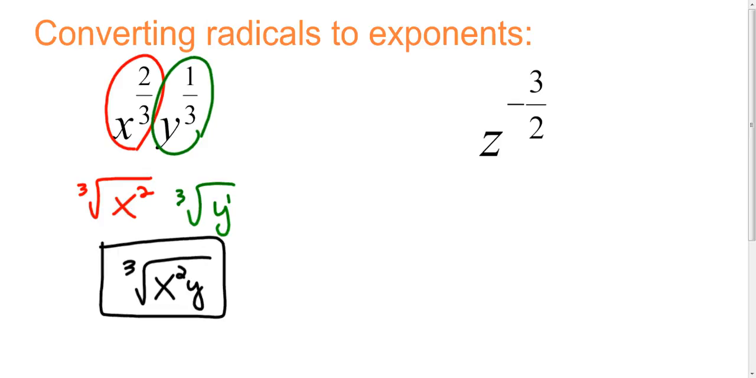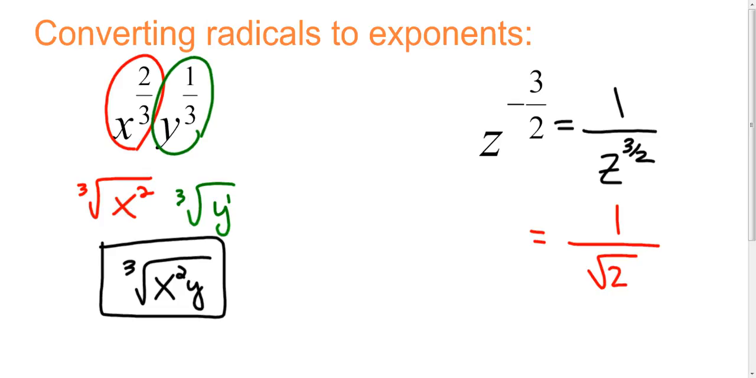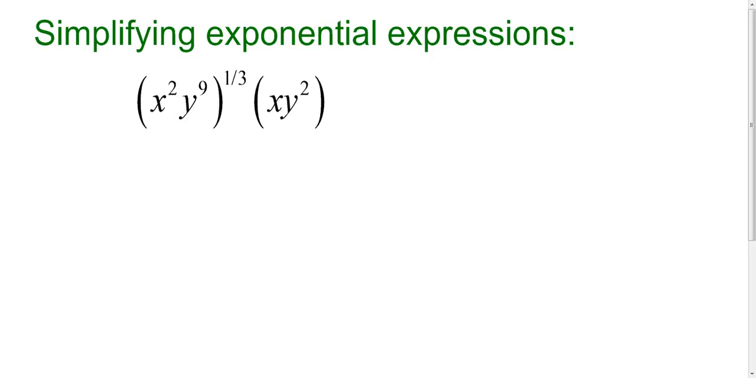Okay, and I want you to remember that when you have negative exponents, it does not mean that you put a negative out in front. It means that you make it into a fraction. So this is 1 over z to the 3/2 power. Okay, which is the same as 1 over the square root of z cubed. And I'm not going to ask you to rationalize the denominator here. I'm just saying, I just want you to be able to convert it from one form to the other. So that's all you have to do there.